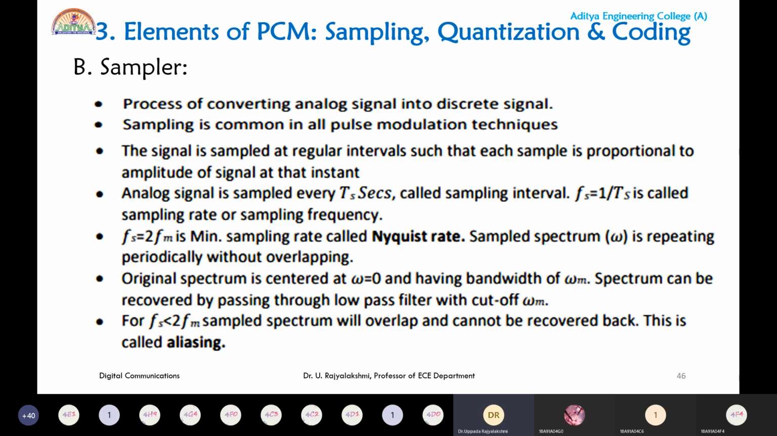It is a band limited signal that ranges from minus omega m to plus omega m. Okay, so when will the aliasing problem occur? Whenever fs is less than 2 fm, the aliasing problem will arise. So to overcome that aliasing problem, always fs should be greater than 2 fm.